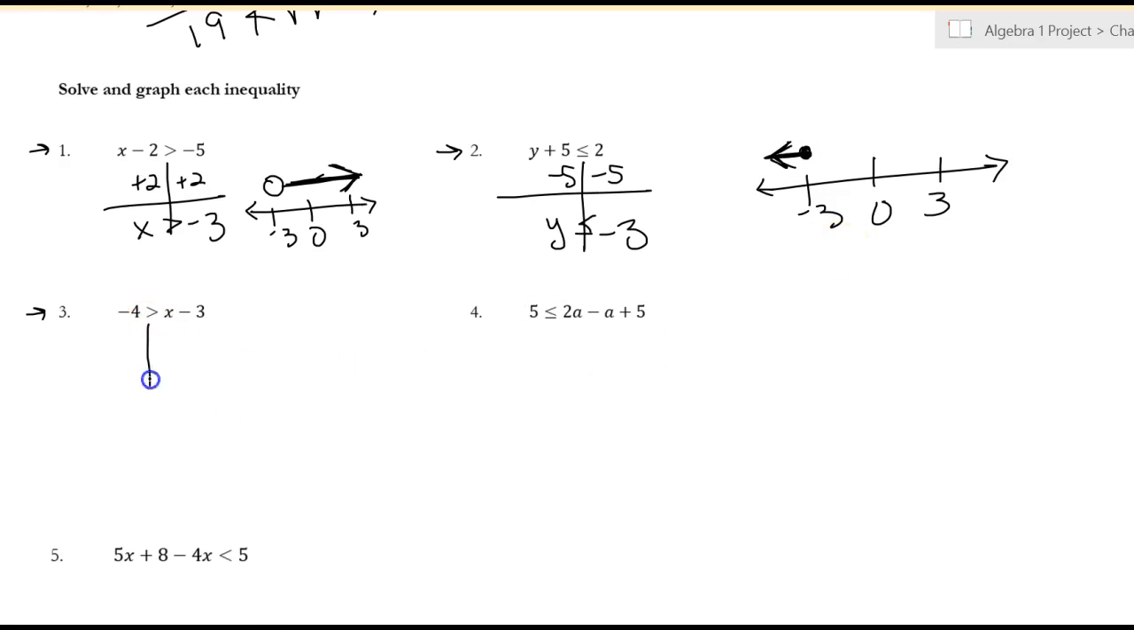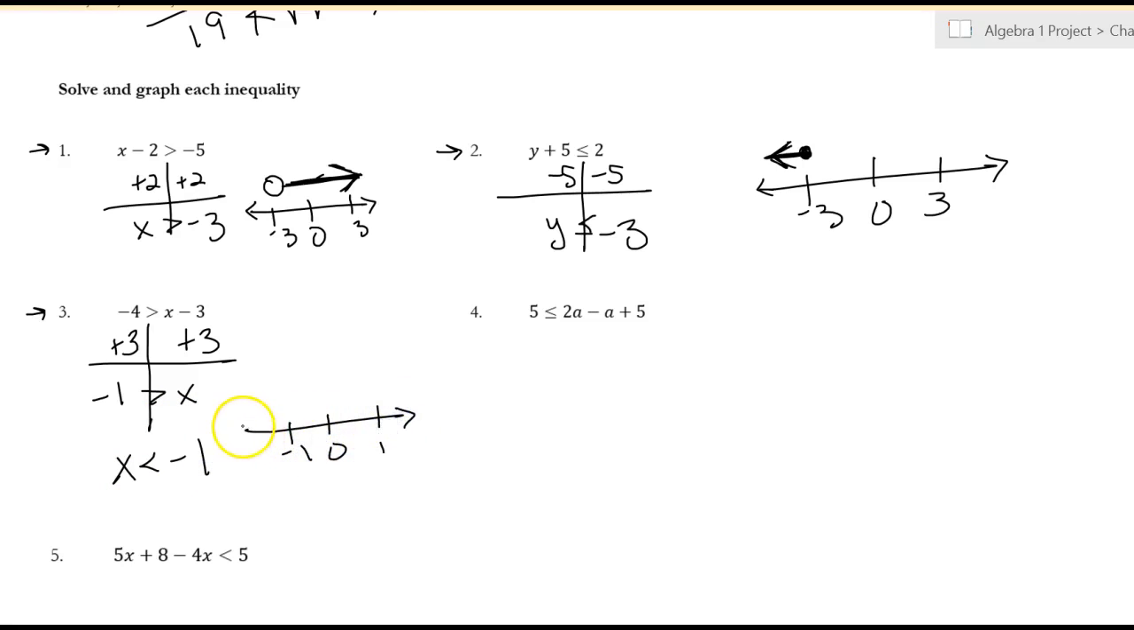Okay, and then lastly, you should have gotten rid of a -3 by adding 3 to both sides. And so you get -1 is greater than x. But again, I like x on the left, so I'm going to flip it so I don't get confused. So x is less than -1. So it's an open circle at -1 and it goes to the left.